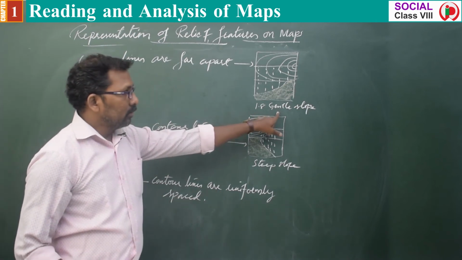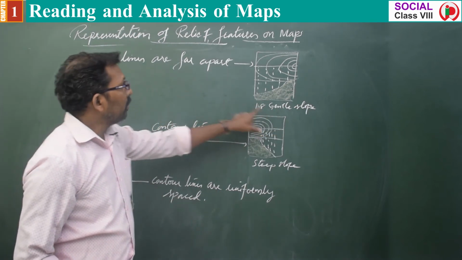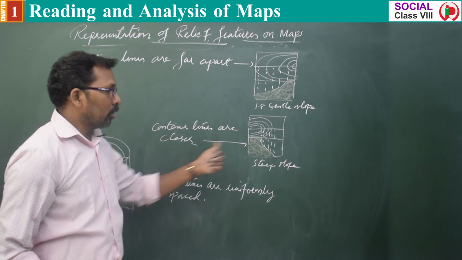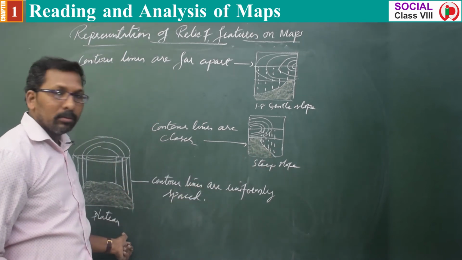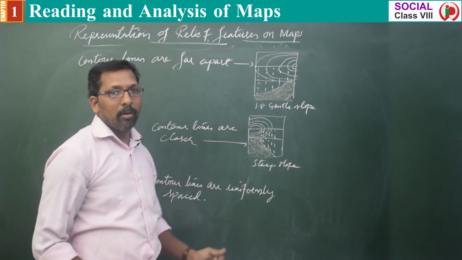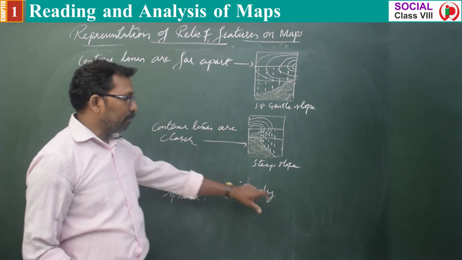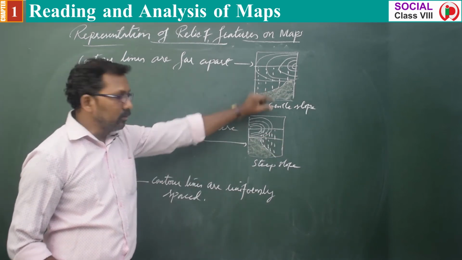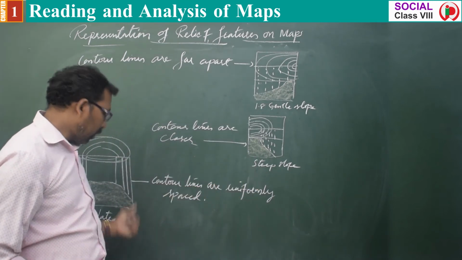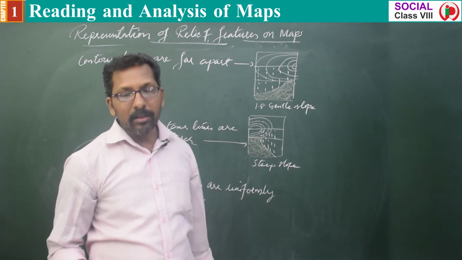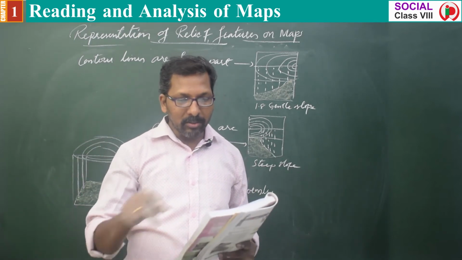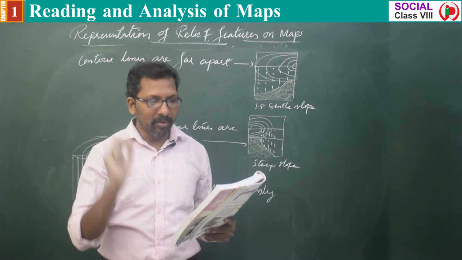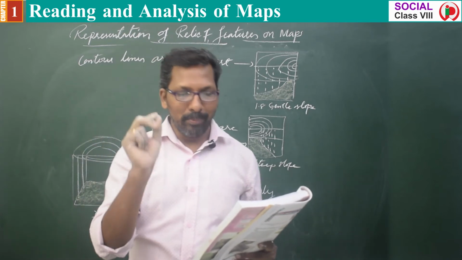So in the gentle slope, contour lines are far apart. In the steep slope, the contour lines are closer. In the plateau, the contour lines are uniformly spaced. In this way, contour lines are used in maps to show slopes, steep slopes or plateaus. And contour lines are usually drawn at fixed intervals of height such as 20 meters, 50 meters or 100 meters.